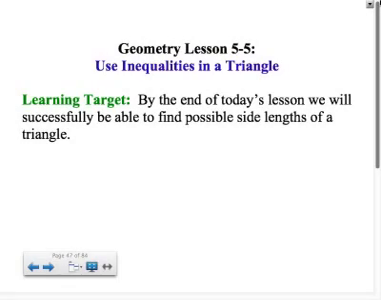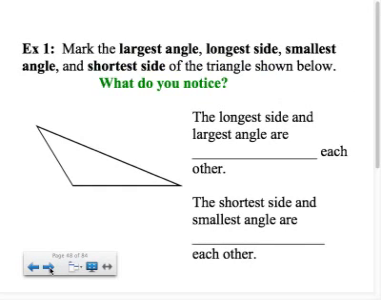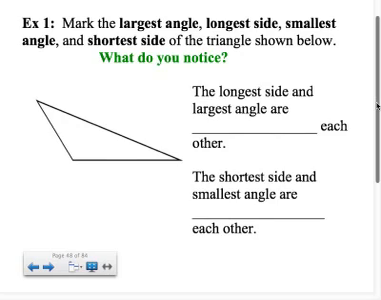Section 5, we're going to look at using inequalities within a single triangle. Example number 1 says mark the largest angle, the longest side, the smallest angle, and the shortest side of the triangle shown below. What do you notice?